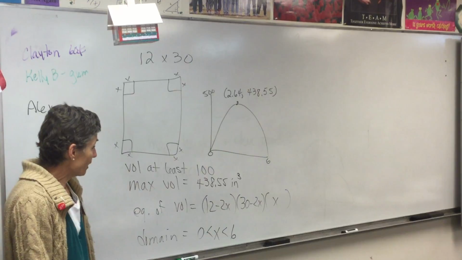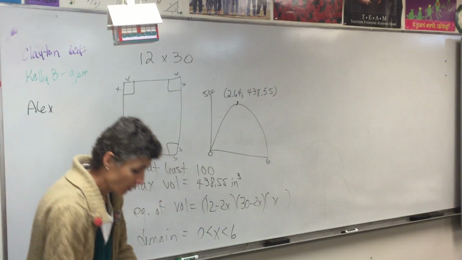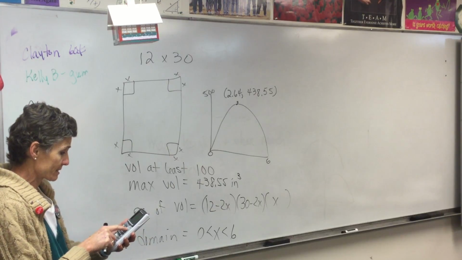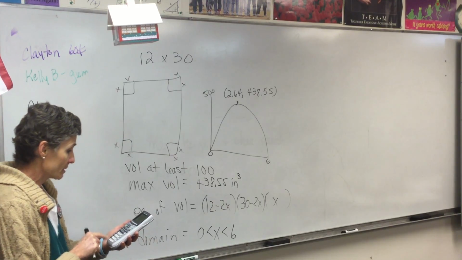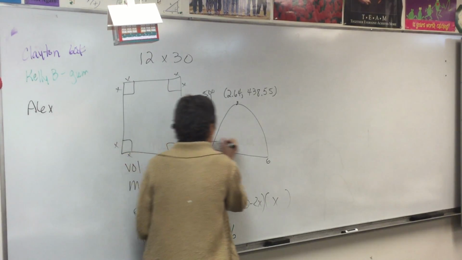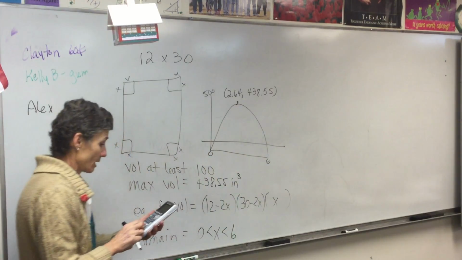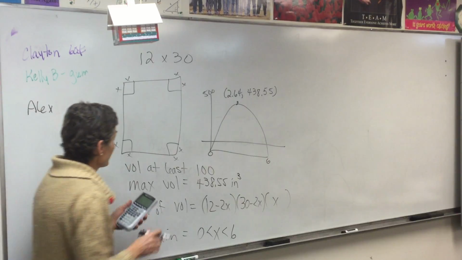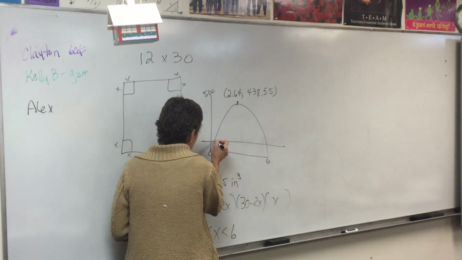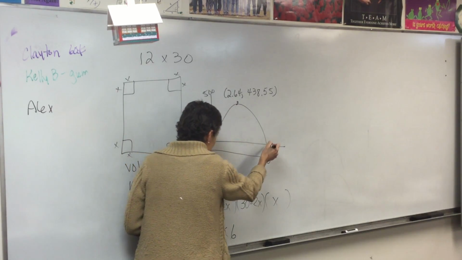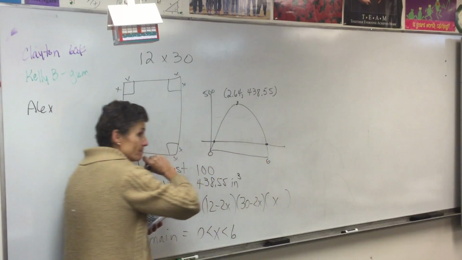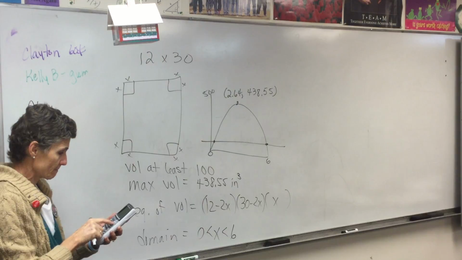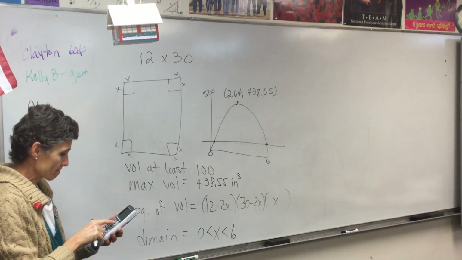All right, now we want the volume to be at least 100. So what do I do if I want to know where the volume is at least 100? I'm going to put in another line, graphing the line where y is 100. I'm going to get a picture that looks like this, and this is where the volume is exactly 100. So I'm going to find those 2 points. And how do I find those points? Intersect.